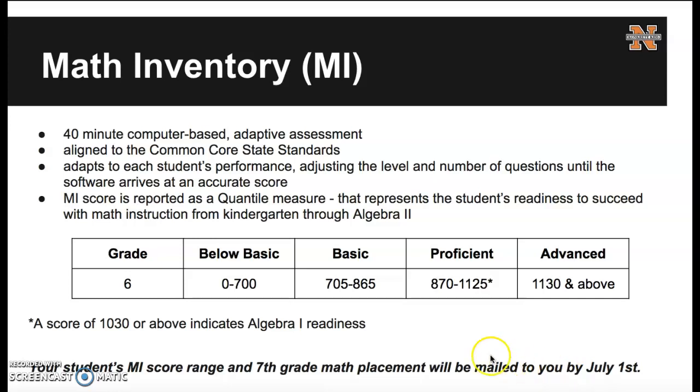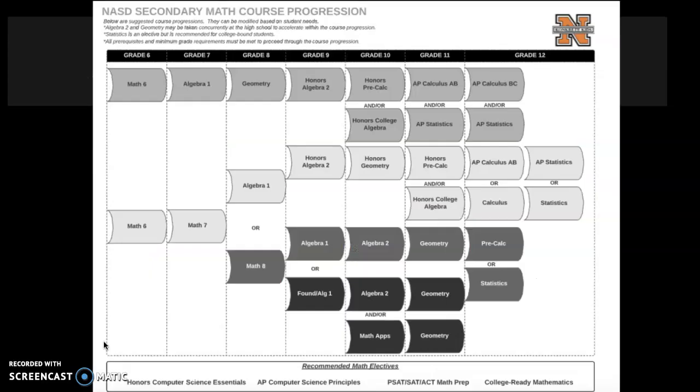You can see here the scaled scores for 6th grade. The number we are most interested in is the score of a 1030, which indicates Algebra 1 readiness. This has been a very strong indicator in the past for our students for their future success in Algebra 1. Your student's math inventory score will be found in the 7th grade math placement letter that will be mailed to you by July 1st this summer.